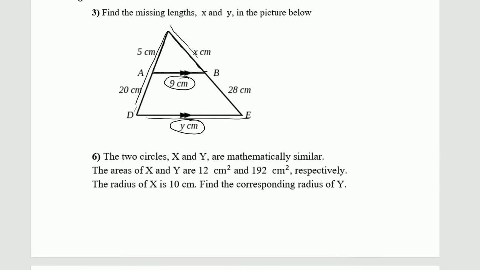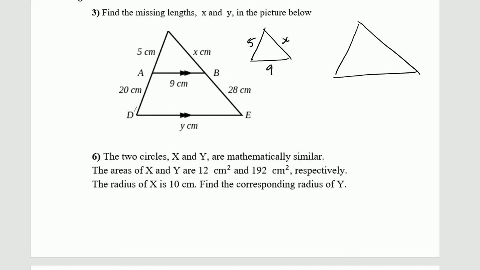Now because some of these lengths overlap, it's a really good idea to draw these two triangles separately before you start to try to answer the question. So here's my smaller triangle, and it's got a 5, a 9, and an x. The larger triangle has 5 plus 20, which is 25, x plus 28 on this side, and y down here. It's easy to miss these details if you don't draw the triangles separately.